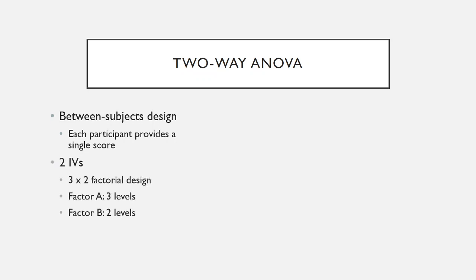Okay, so this factorial design has two IVs, as mentioned. The first factor is going to have 3 levels, and the second is going to have 2. So this is a 3x2 design. So the analysis is going to be what we call a two-way between subjects ANOVA.